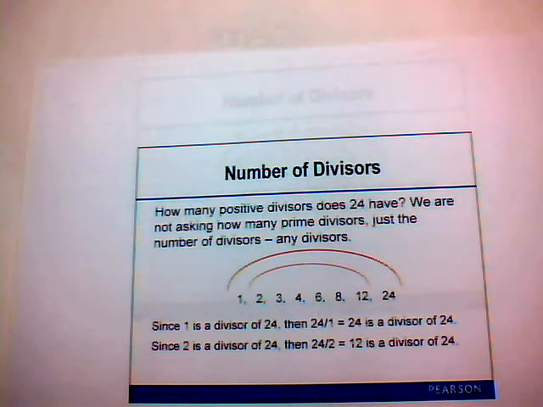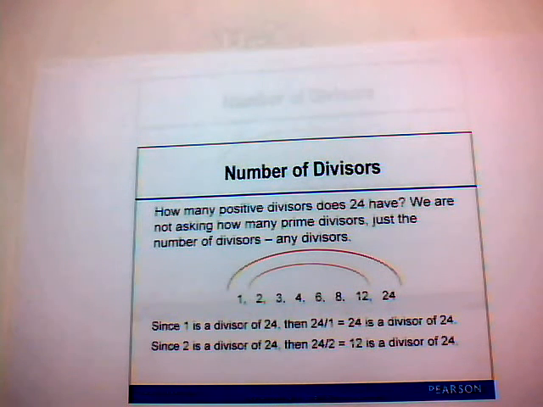Let's look at the number of divisors. How many positive divisors does 24 have? We're not asking how many prime divisors, just the number of divisors, or any divisors. So here, these are all of the divisors of 24. Well, since 1 is a divisor of 24, then 24 divided by 1, which is 24, is a divisor of 24. 2 is a divisor of 24.